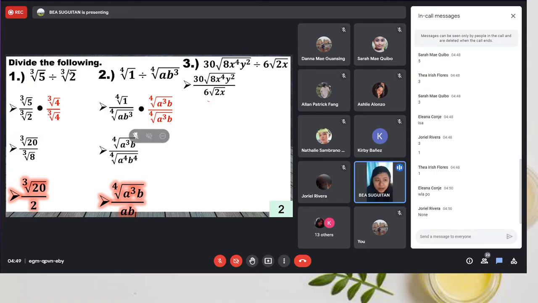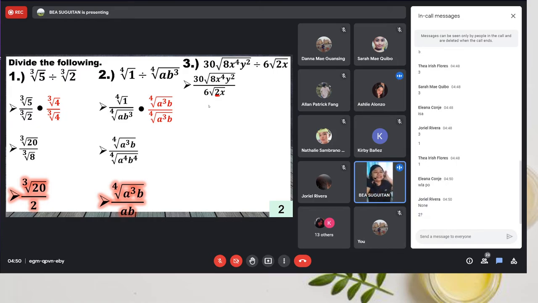Sa denominator tayo, let us focus on our denominator. What should we multiply to 2 so that it will become a perfect square since ito ay square root? Ano ang dapat natin i-multiply kay 2 para maging perfect square? What do you think? Ano kailangan natin i-multiply kay 2 para maging perfect square? 2. 2. We are going to use 2 later on.